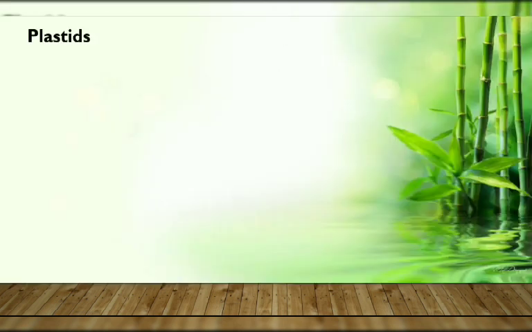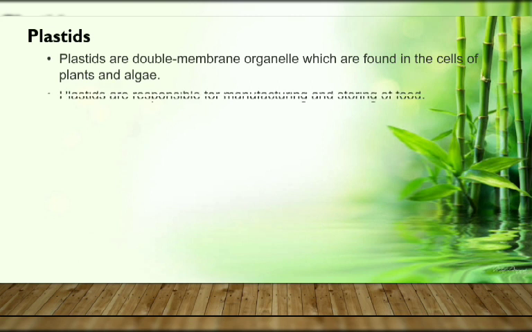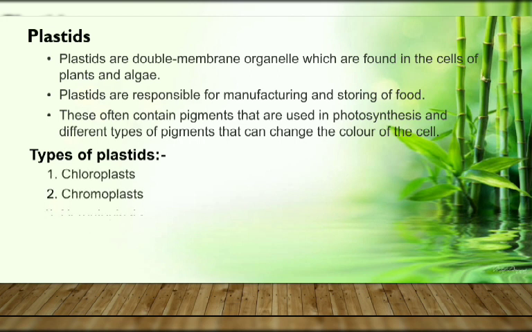Next topic, that is plastid. Plastid is most important. It is only present in the plant cell but not in the animal cell. It is a double membranous structure present in plants and algae, responsible for manufacturing and storage of food. It also helps in photosynthesis. Some plastids help in photosynthesis, manufacturing food, and some help in the coloring of different parts of the plant. Chloroplast, chromoplast, gerontoplast, leucoplast.